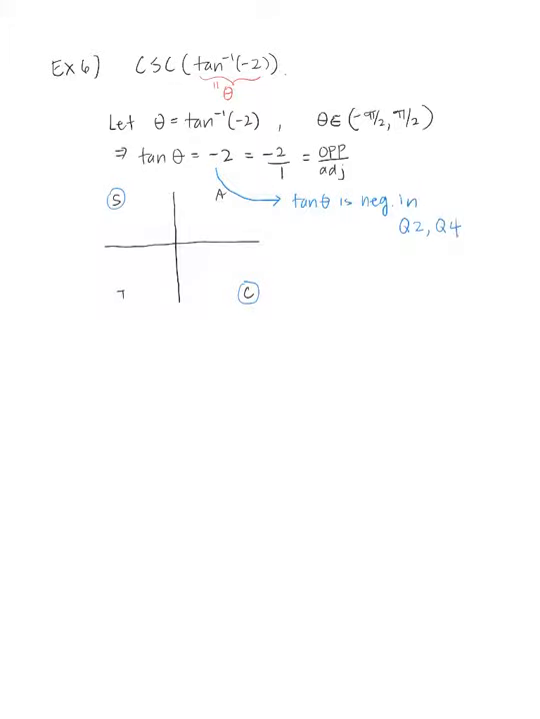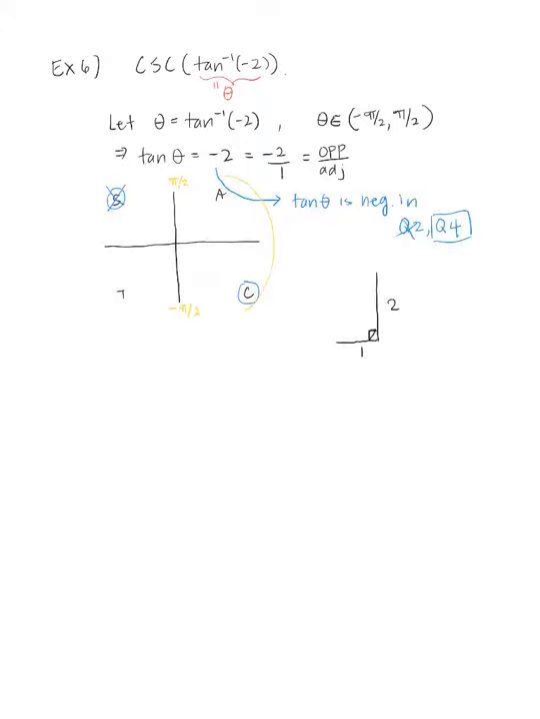Now let's check the domain for theta. Theta better be between negative pi over 2 and pi over 2. So it must lie in here. So quadrant 2 is out, bye-bye. We're just going to keep quadrant 4. Now let's draw that triangle. The opposite side has length, well, negative 2, but 2. Adjacent side has length 1.